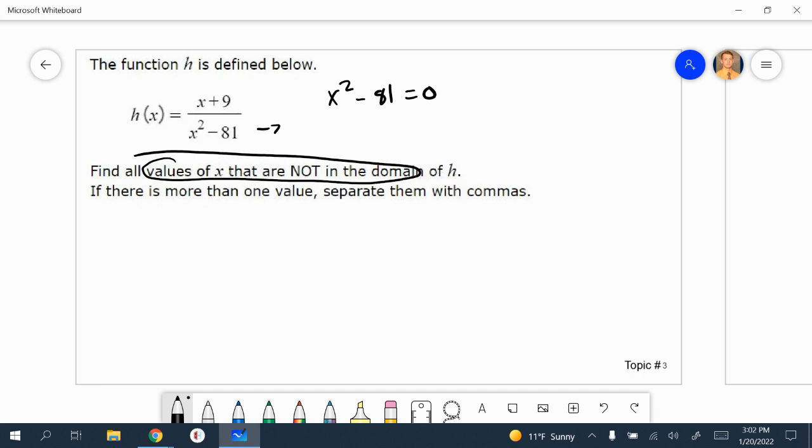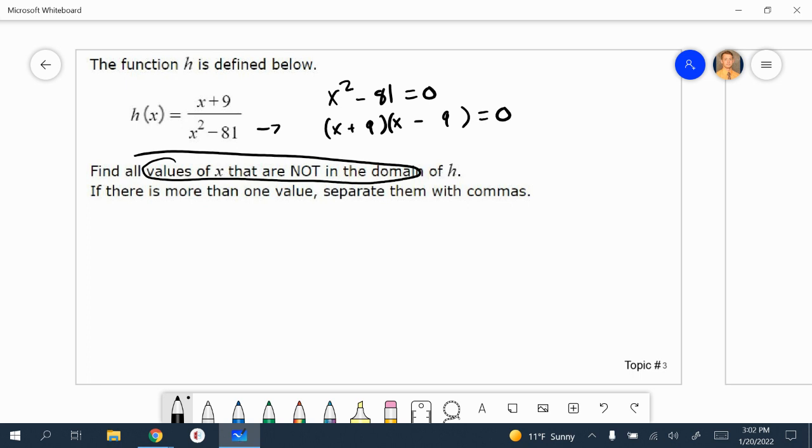Well, this one is kind of special because it's a difference of squares. So when I break it apart like that, and I know 81 is a perfect square, separates into 9 and 9, and with a difference of squares, I need a positive and a negative.